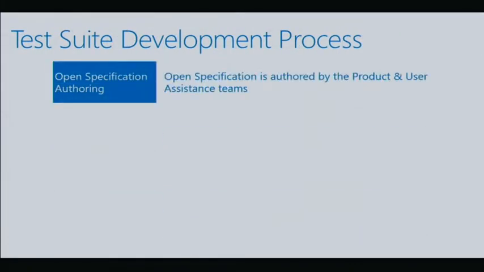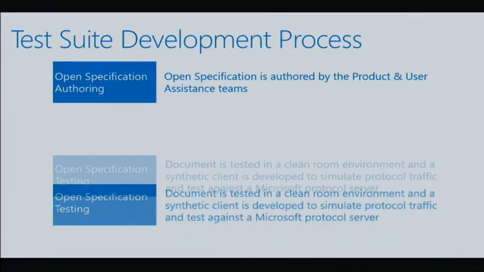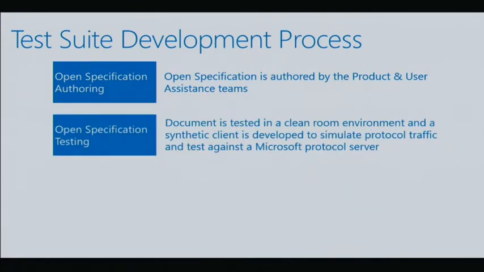All right, so here I want to give you some information about the process that we follow when we implement or develop the test suites. Even before we start developing the test suite, we need to have the open specification ready. Both the product group and the user assistance team work together to come up with the open specification. Once we have the open specification ready, we start testing the document, the technical document.